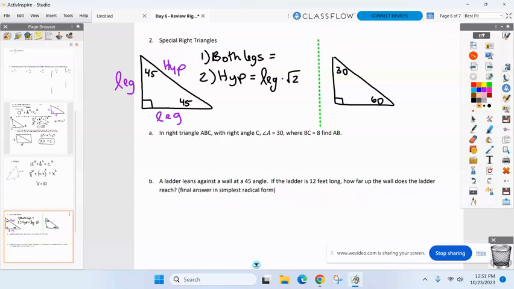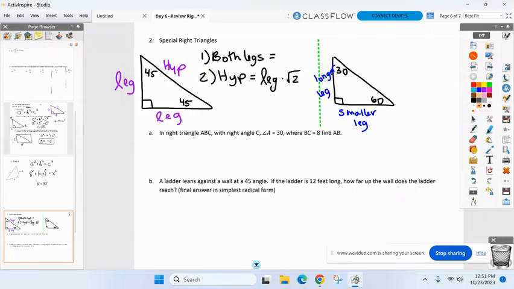How do I know where each is? What's the smaller angle? 30. So guess what's across from the 30? Smaller leg. And what's across from the 60, no matter where it is? That's my longer leg.